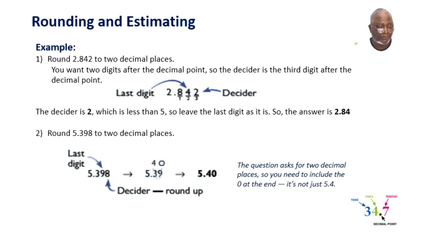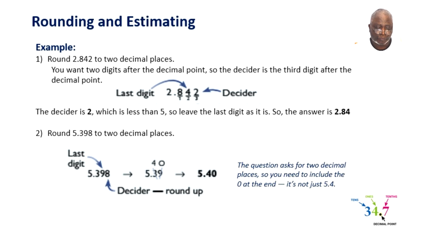Now, the second example, round 5.398 to 2 decimal places. 8 is greater than 4, it's 5 or above. So because of that, you'll have to round the second decimal place, but that is 9. So that becomes 10, and you move that 1 over to the 3, and rounding up will make it 5.40.